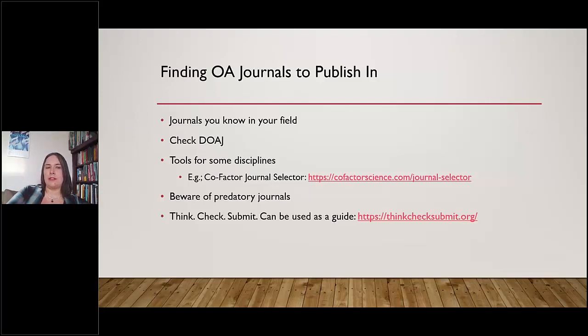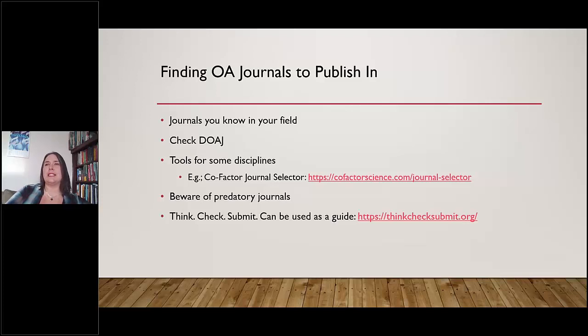Yeah, there are tools for certain disciplines, like the cofactor journal selector that I've provided a link to here. That's typically for medicines and some sciences. And you can specify, like, I'm only looking for open access, or I'm looking for hybrid, or things like that. I don't find it to be overly useful, but it might be more beneficial in your field. And again, beware of predatory journals.